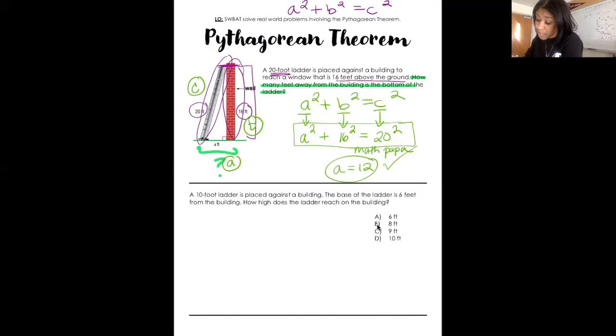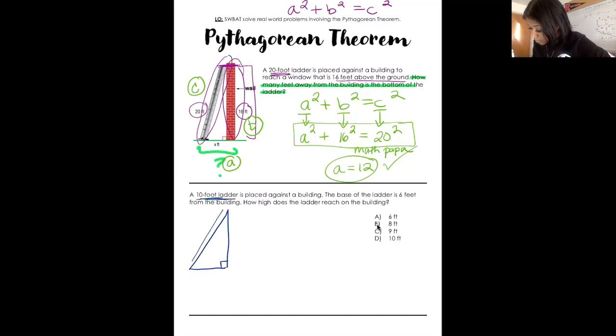Example 2, a 10-foot ladder is placed against the building. The base of the ladder is 6 feet away from the building. How high does the ladder reach on the building? Now, it may be hard for you to draw the pictures. It kind of was for me at first. So I just drew a right triangle because I know that's what I'm working with. And then I kind of put the pieces on the triangle. So again, we're talking about a ladder, a 10-foot ladder.